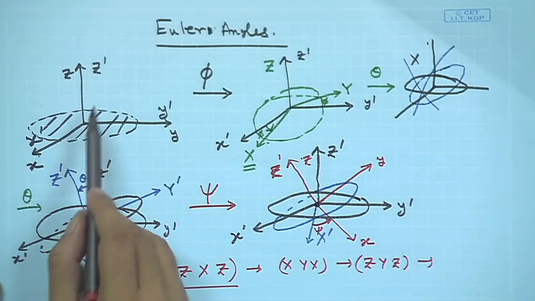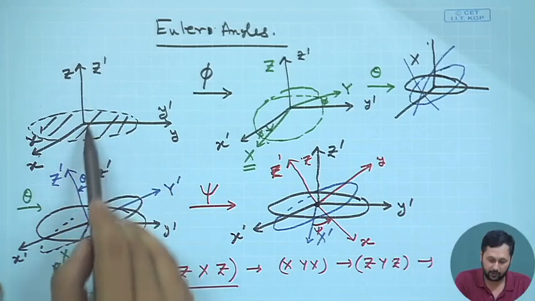Now we have the angles, what to do with it? We have defined three sets of angles, and if you pay attention, the first set of axis was x, y, z.